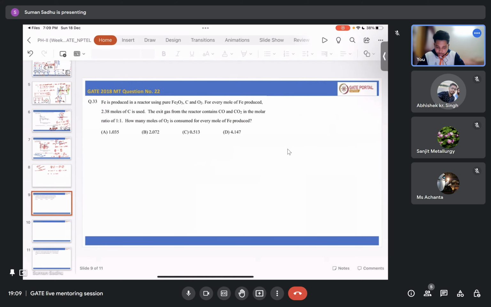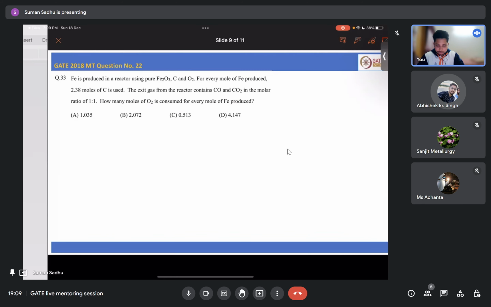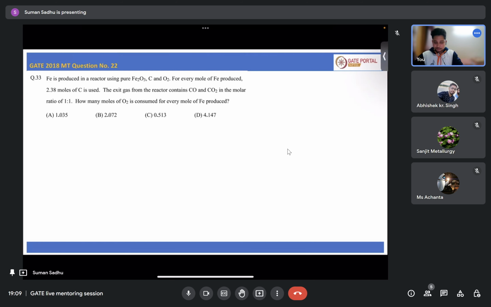Okay. Now I will solve one question which is related to the mass balance. This is question number 33 of GATE 2018. The question is: iron is produced in a reactor using pure Fe2O3, carbon and oxygen. For every mole of iron produced, 2.38 moles of carbon is used. The exit gas from the reactor contains CO and CO2 in the molar ratio of 1:1. How many moles of oxygen is consumed for every mole of iron produced?